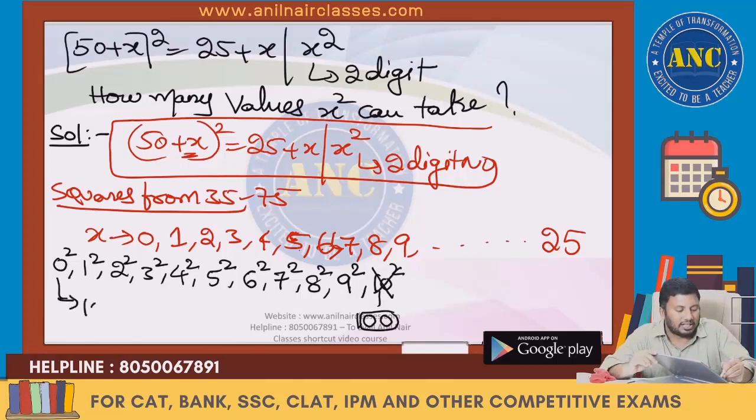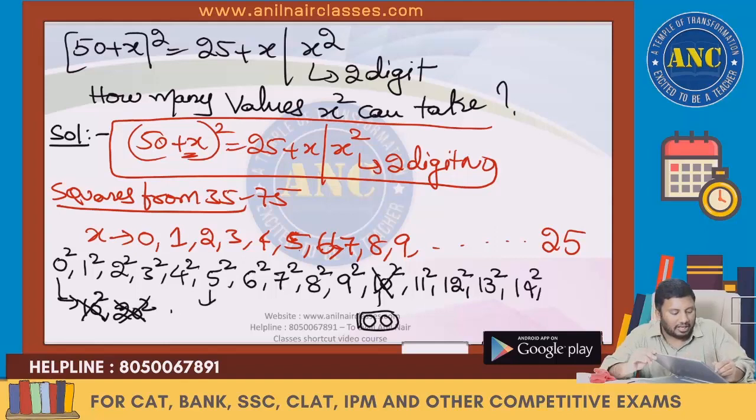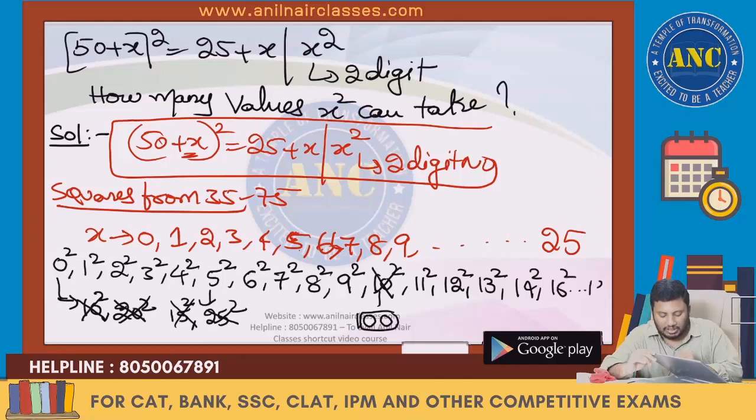That means if I take 0 square, 10 square and 20 square, last two digits will be the same. These two cases we should not take. 11 possible, 12 possible, 13 possible, 14 possible. If I take 15 square 225, 25 square 625, 15 and 25 cannot be taken. 16 till 19. I hope it is clear. Next one, 21, it is possible. 22 possible. 23 possible. 24 possible.